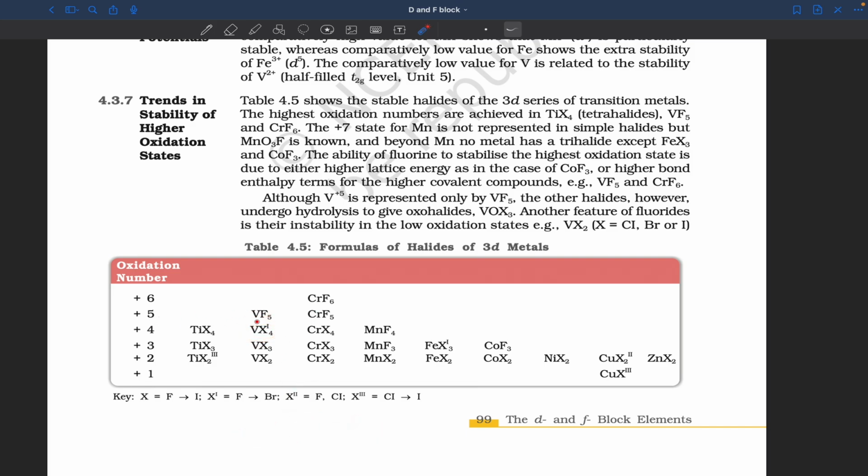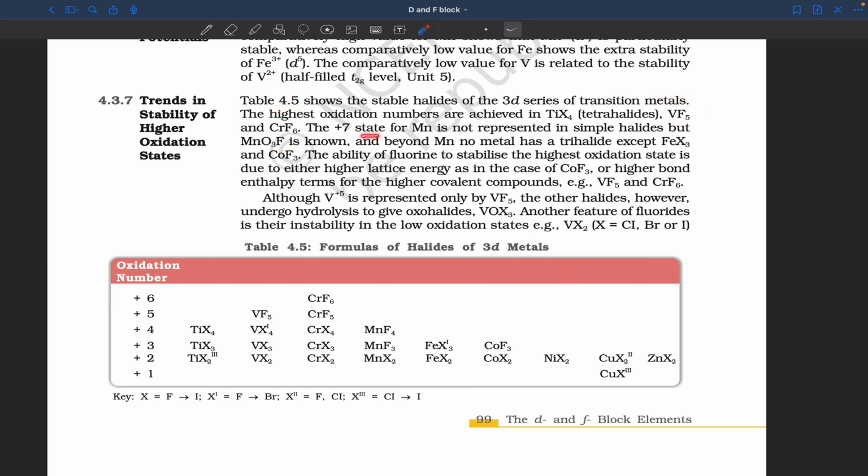Okay. So pentafluorides are only 2, chromium and vanadium. Hexafluoride is only one, that is chromium. Manganese cannot form these ones. Okay, these are the halides, right? Let's see what is given about halides. The stability of halides of 3d series transition metals: the highest oxidation numbers are achieved in titanium tetrahalide, VF5, CrF6. So 4 in TiX4, 5 in VF5, 6 in CrF6.